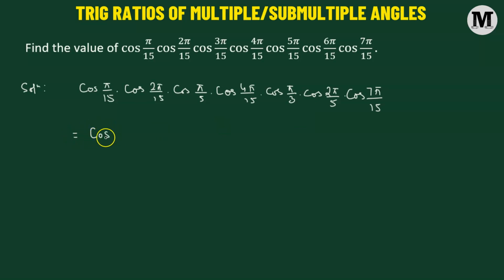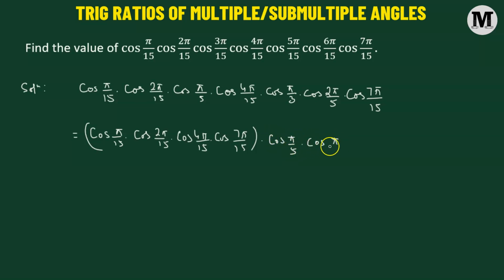So we will take cosine pi over 15 and multiply it to cosine 2 pi over 15. The next we'll take cosine 4 pi over 15, and then we're going to take cosine of 7 pi over 15. This is going to be one combined term, and to it we are going to multiply cosine pi over 5 times cosine pi over 3 multiplied to cosine 2 pi over 5.